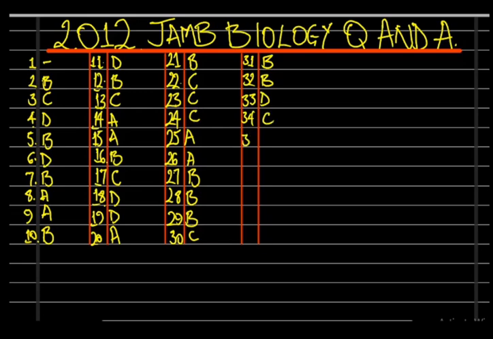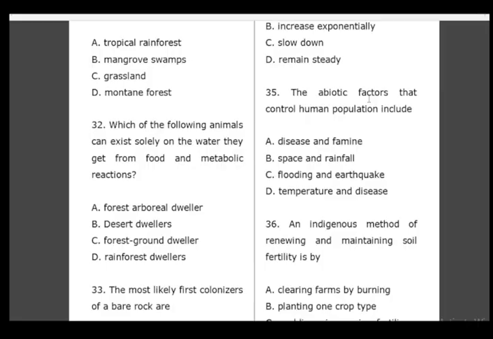So we'll move to question 35. The abiotic factors that control human population include A. disease and famine, B. space and rainfall, C. flooding and earthquake, then D. temperature and diseases. Now it has been discovered that humans have a very high tolerating capacity or capability.